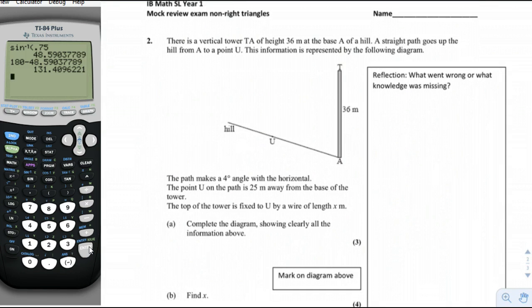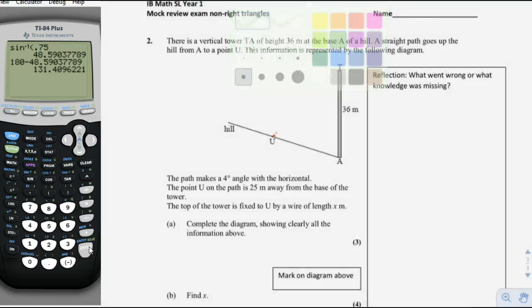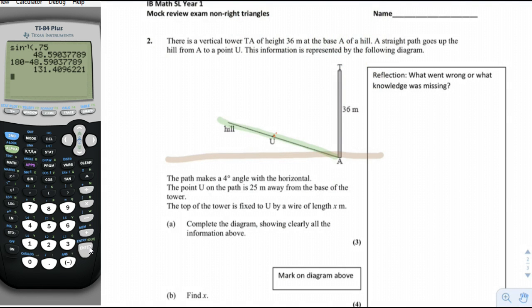There's a vertical tower TA of height 36 at the base A of a hill. A straight path goes up the hill from A to point U. Point U is actually halfway up the hill here. This information is represented by the following diagram. The path makes a 4-degree angle with the horizontal. The path is this green line here, and the horizontal would be this brown line here. So the 4 degrees is right there. That's the 4-degree angle. Okay?